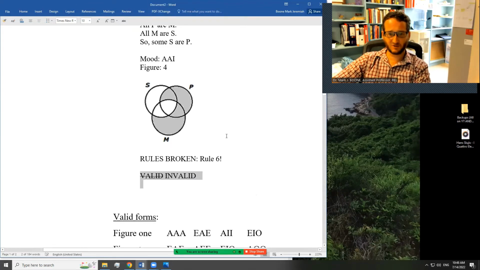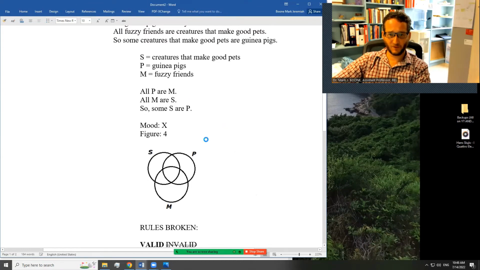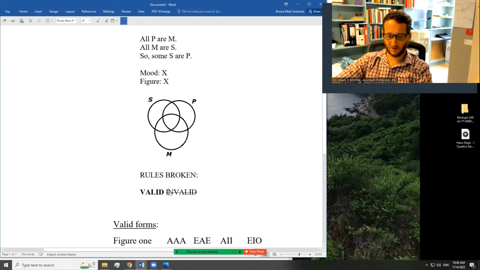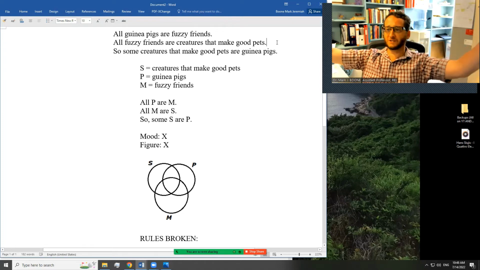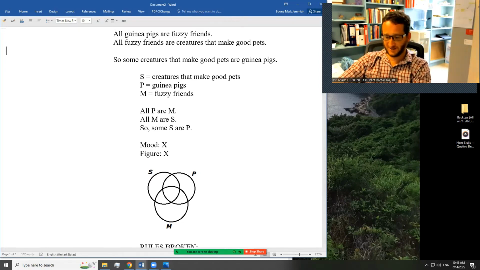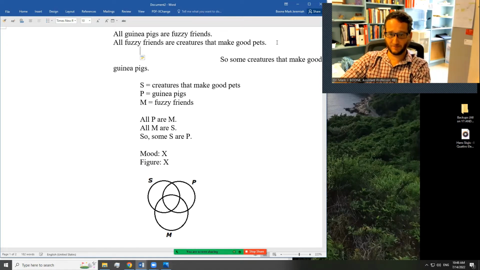Oh dear, I better just control Z a lot. Okay, I guess that's as far as we want to control Z. But let's remove that issue. There we go. Now, all fuzzy friends are creatures that make good pets. Now let's add the unstated premise.